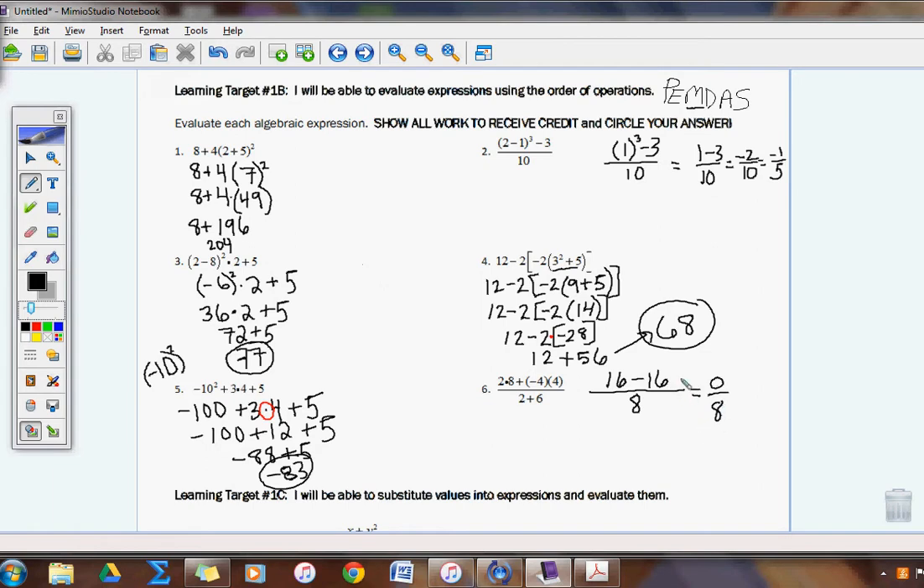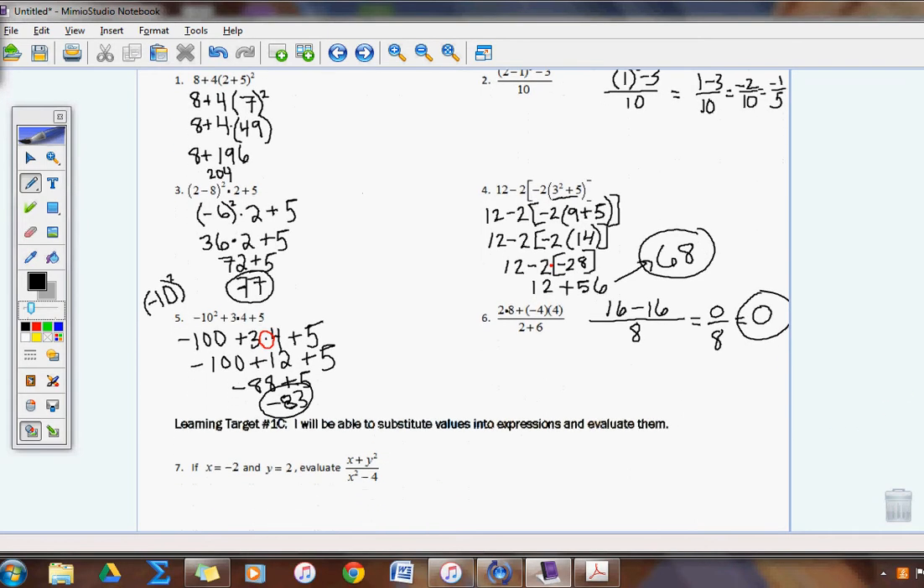Okay, if you ever struggle, use your calculator. But 0 divided by 8 is always going to come out to 0. If 0 is on top, then the answer is going to be 0. If 0 is on the bottom, guess it. Yep, you got it, hopefully. Undefined. All right, moving along to learning target 1C.